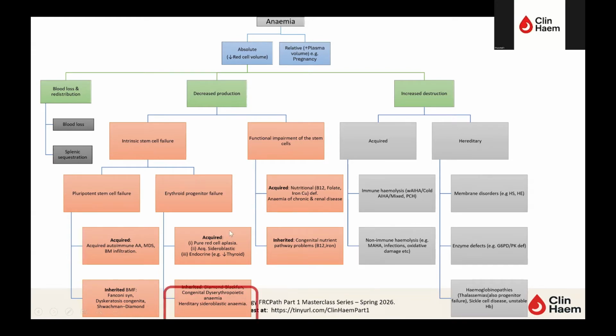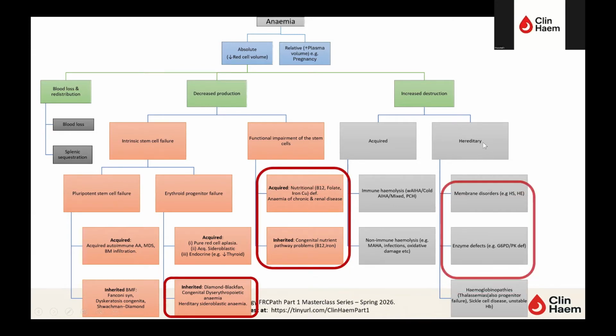So what we're going to focus on is this bit, the functional impairment, acquired and inherited, and in the hereditary, we are going to discuss these two. We've discussed immune hemolysis previously. We will discuss the remaining in each of the sections. So there are weeks for haemoglobinopathies, and then there is also a week for aplastic anemia and bone marrow failure syndromes.